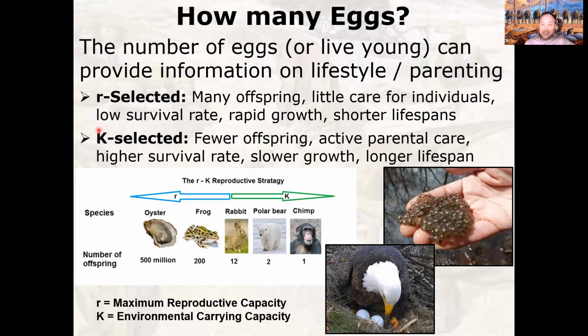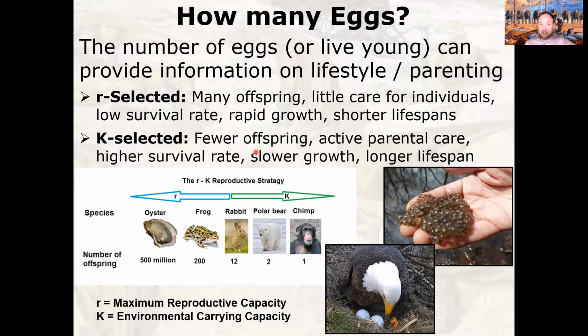Then there's the K-selected, which is the other end of the spectrum, which is kind of where we would fall, where most mammals would kind of fall. Fewer offspring, but active parental care. So they produce fewer offspring, but they devote a lot more energy to ensuring that those few offspring survive. And so because of that, they have a higher survival rate. Someone's actively looking out for the young, actively tending to the young.